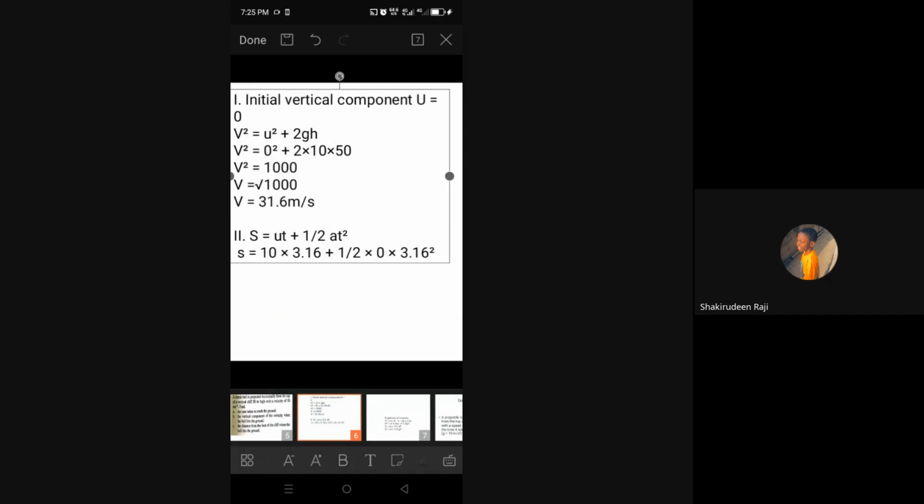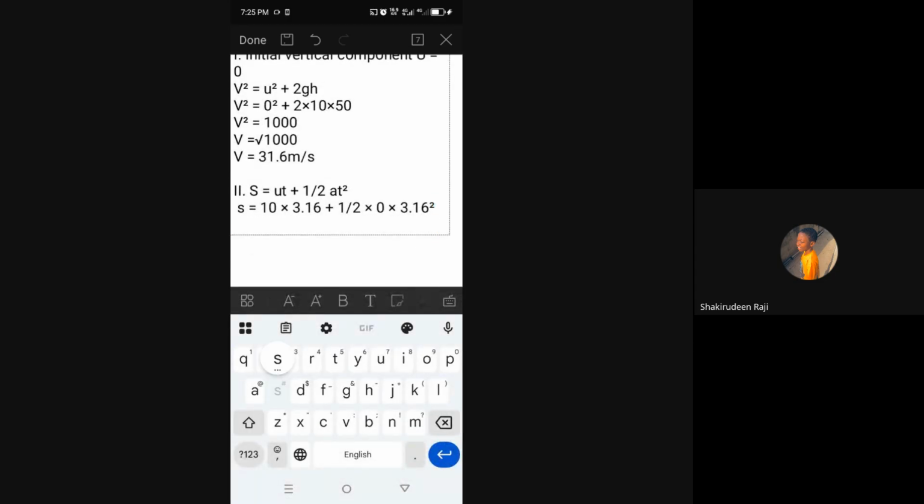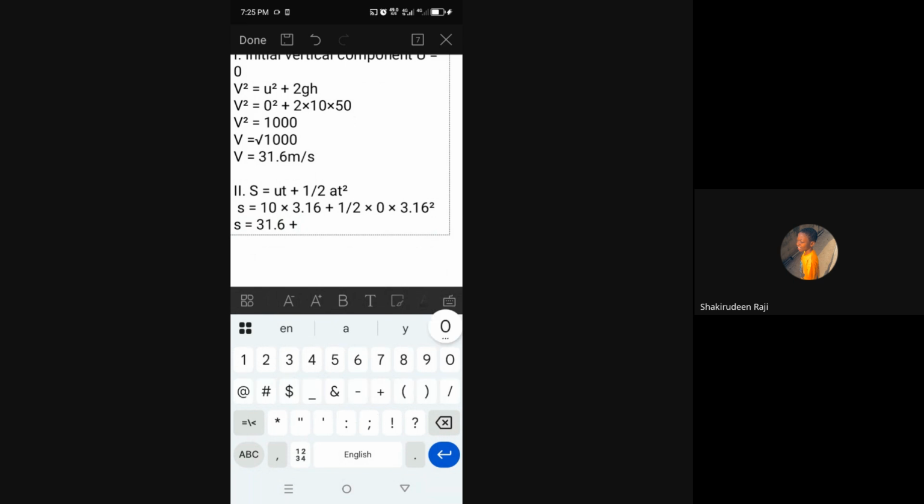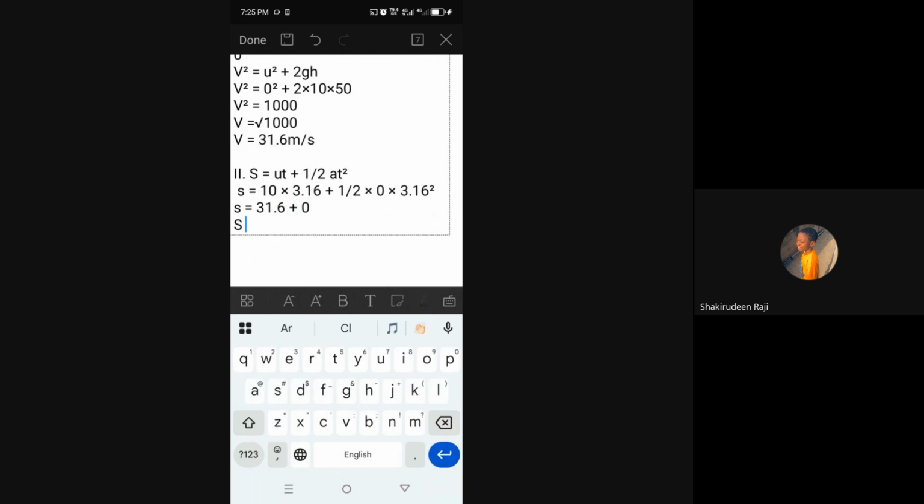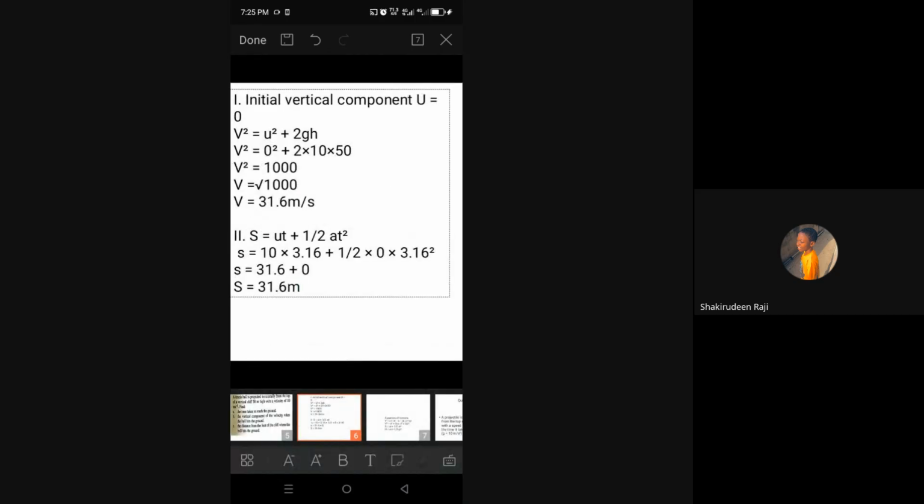If you look at that now, your s is equal to 31.6 plus 0 is already here. So everything there is going to be 0. So your answer will be 31.6. So the distance is 31.6 meters. Do you understand this? Yes. Okay, so that is just to take you back to some of the things we have done.